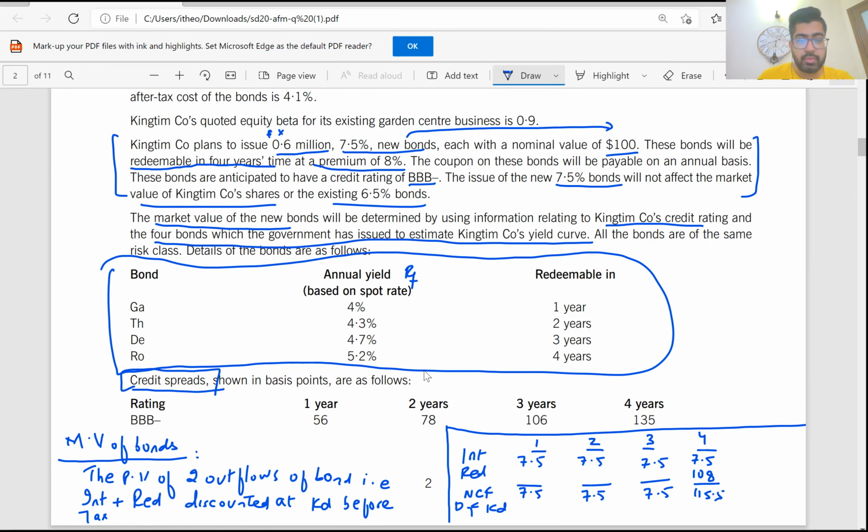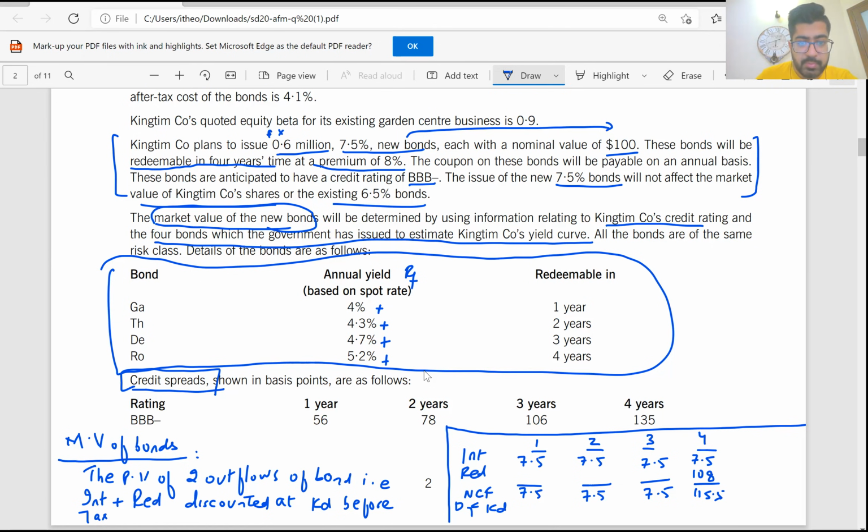Okay, so you have the RF of each year. It states the market value of the new bonds will be determined by using information relating to Kingdom's credit rating, this BBB, and the 4 bonds. The 4 bonds RF is given and the 4 bonds spread is given. So you will just do RF plus spread to get KD. Remember in your studies, when spread is given, you do RF plus spread.